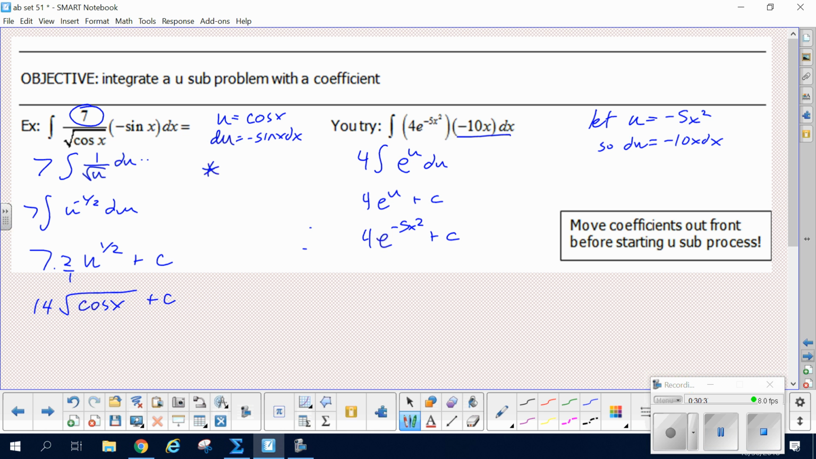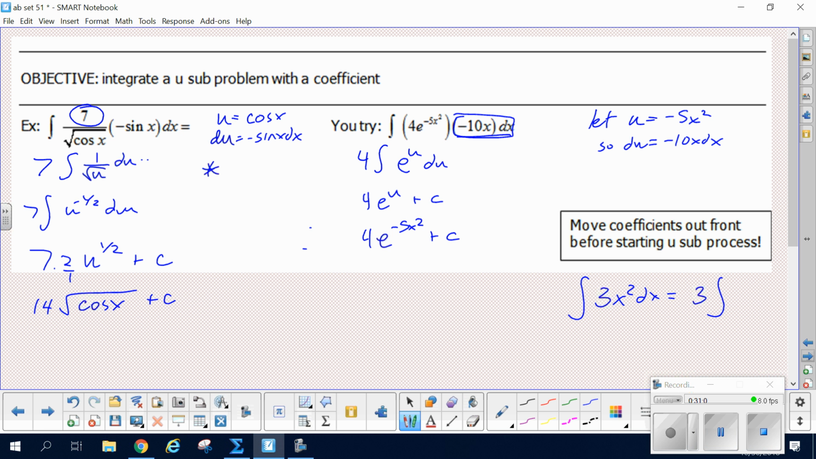Any coefficient can any time be pulled out. Even before when we were doing power rule, it's okay to pull a constant factor out front of the input. The negative 10 actually got substituted. I didn't pull it out. So this is a really good question. Why pull out the 4 and not the negative 10?